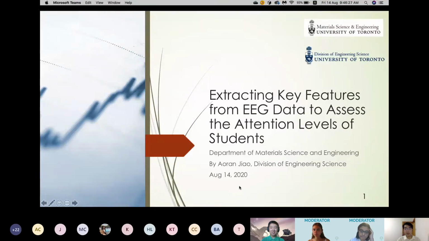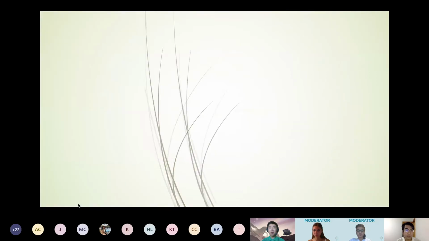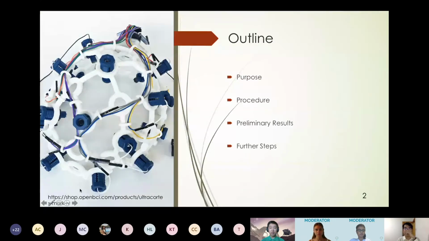Let me start. So hello, everybody. My name is Ariane, and this summer I've been conducting research on extracting key features from EEG data to assess the attention levels of students. My research is going to be structured around these 4 categories. First, I'm going to introduce my purpose. Then I'm going to outline my procedure of the research. I'm going to present the preliminary results, and then I'm going to close with the impact as well as the further steps I'm going to take.